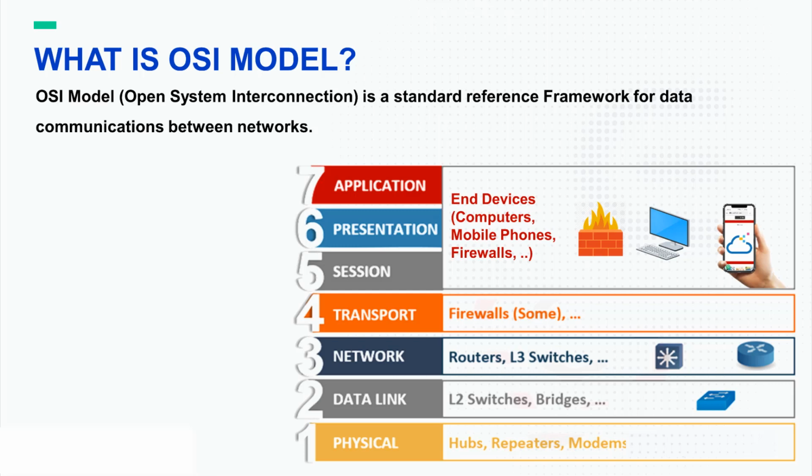Then the next 3 layers, session, presentation and application, are always grouped together and presented as the application layer. This is the layer where our end devices like mobile phones, computers, CCTV cameras, printers, all of them belong.